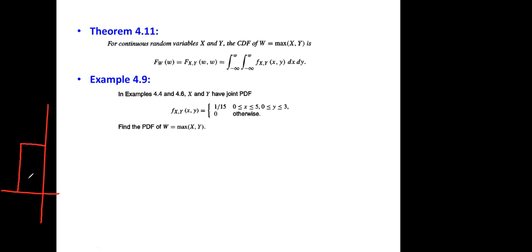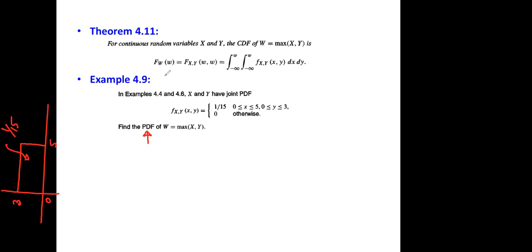We have seen this region, 0 to 3 and 0 to 5, isn't it? And this area actually has a PDF of 1/15. And this is the f(x,y). So they're telling us to find the PDF of W equals max of X, Y. So they are trying to find out the PDF.